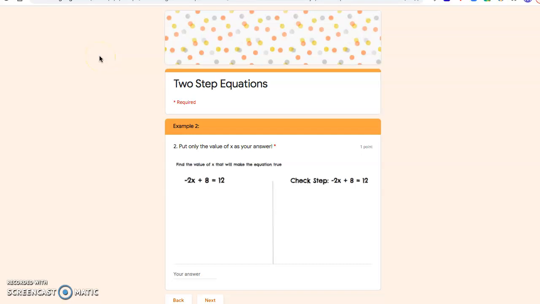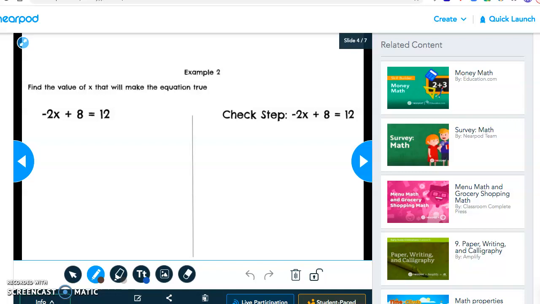All right, y'all, we got example 2 coming up. We got to figure out the value of x that will make this equation true. We got to make both sides equal to 12. How are we going to do that? Well, let's get started here.